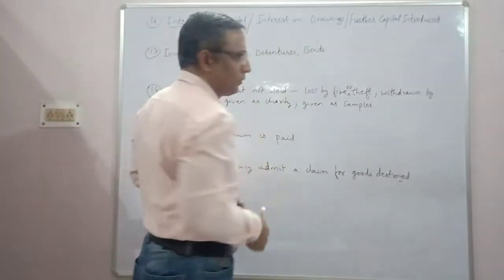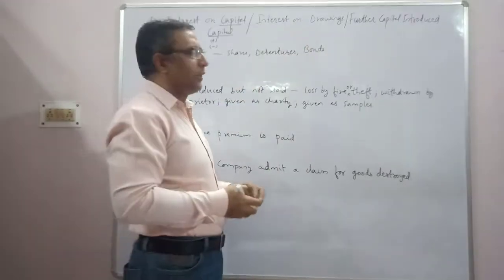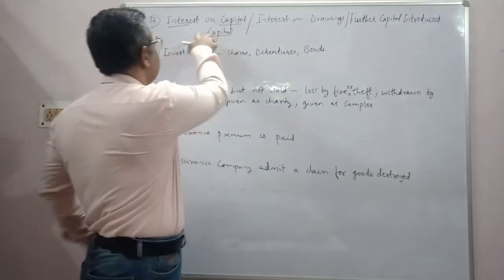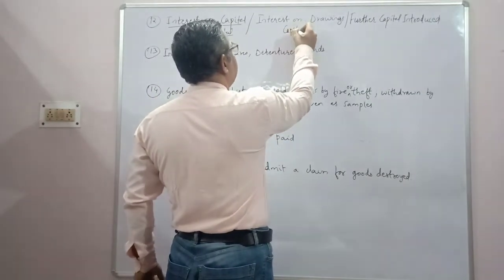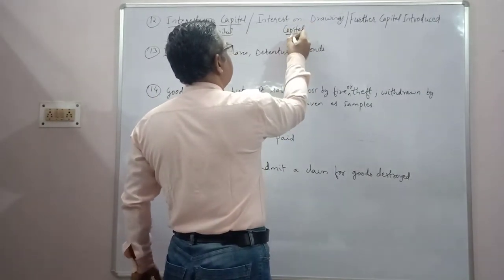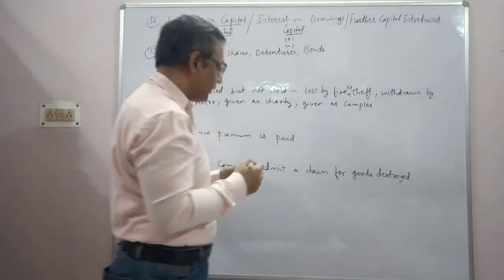Interest on drawings. When we talk about interest on drawings, it is the same treatment that we do on interest on capital. Here also capital is going to be affected. Capital is increased, capital is also decreased.